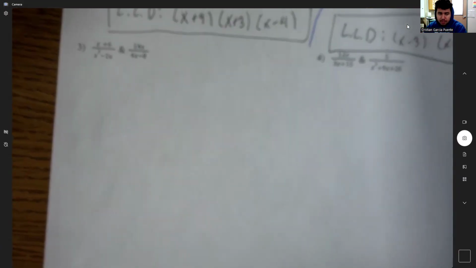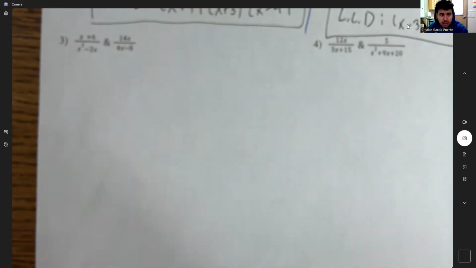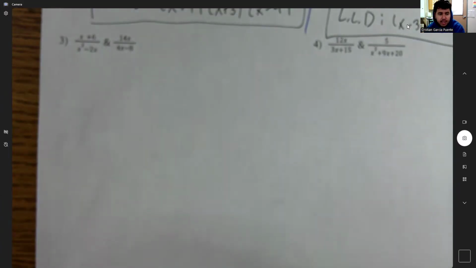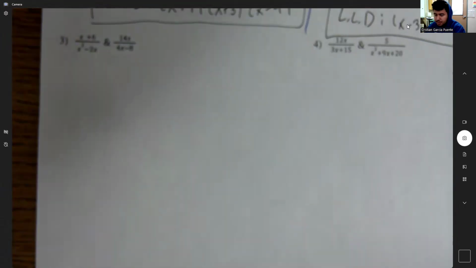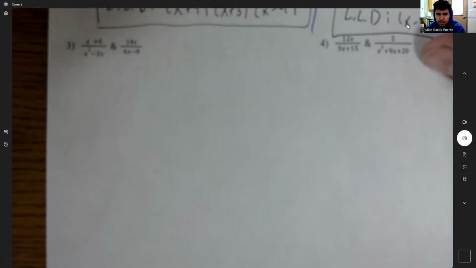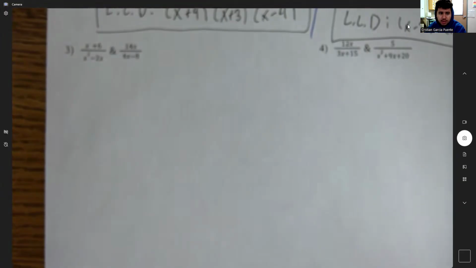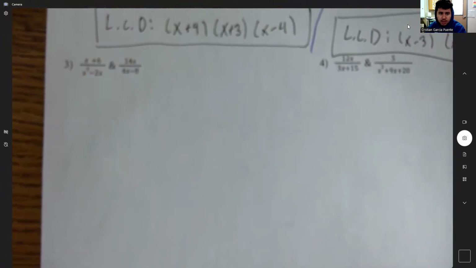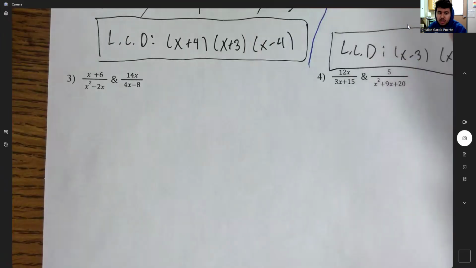So for example number 3, you're just looking at the denominators again. Over here, whenever you have x squared minus a number x, let me let it clear up first. Let's see if it's going to want to clear. Give me a second. Okay, there we go. So we have x squared minus a number x.